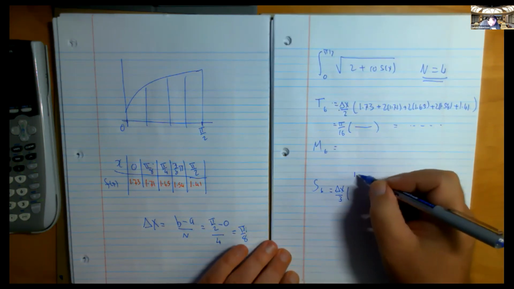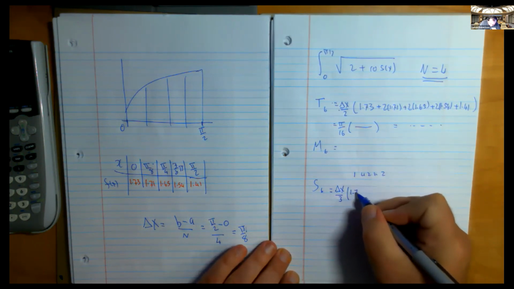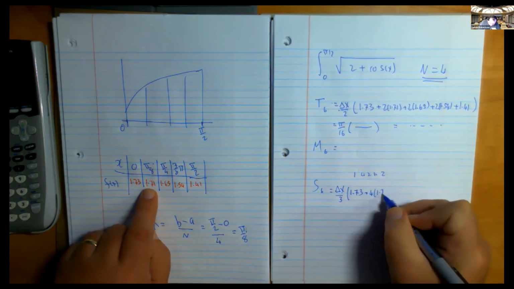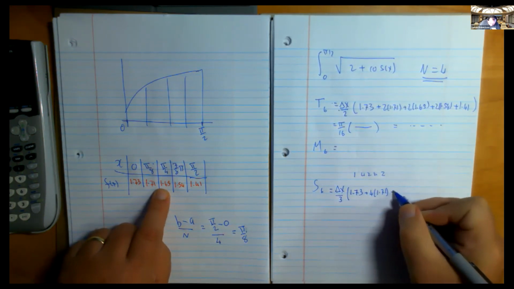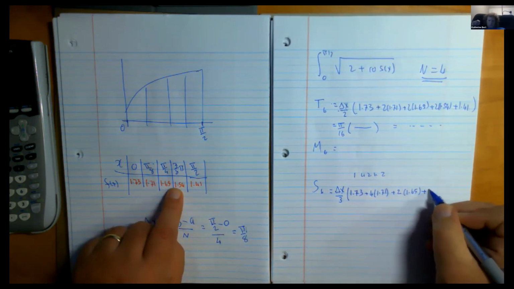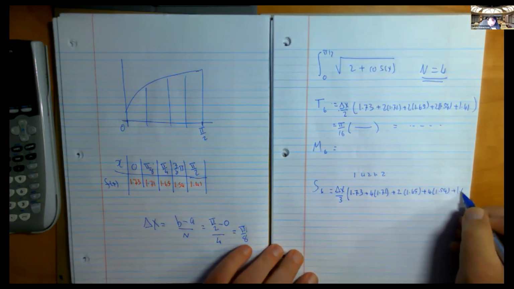And Simpson's is that 1, 4, 2, 4, 2... thing, right? So that's a little bit messier. 1 of the first guy, 4 of the second guy, 2 of the next guy, 4 of the next guy, and finish with 1 of the last guy.